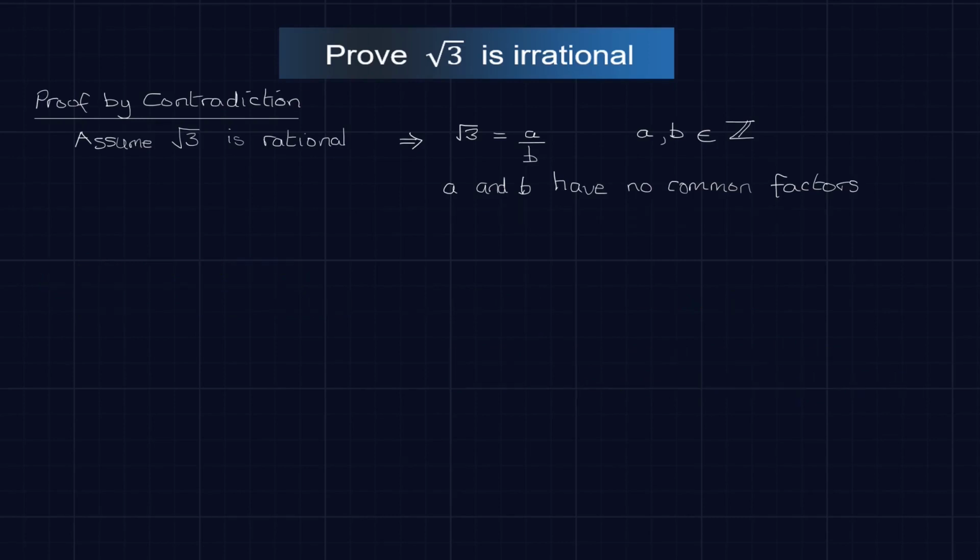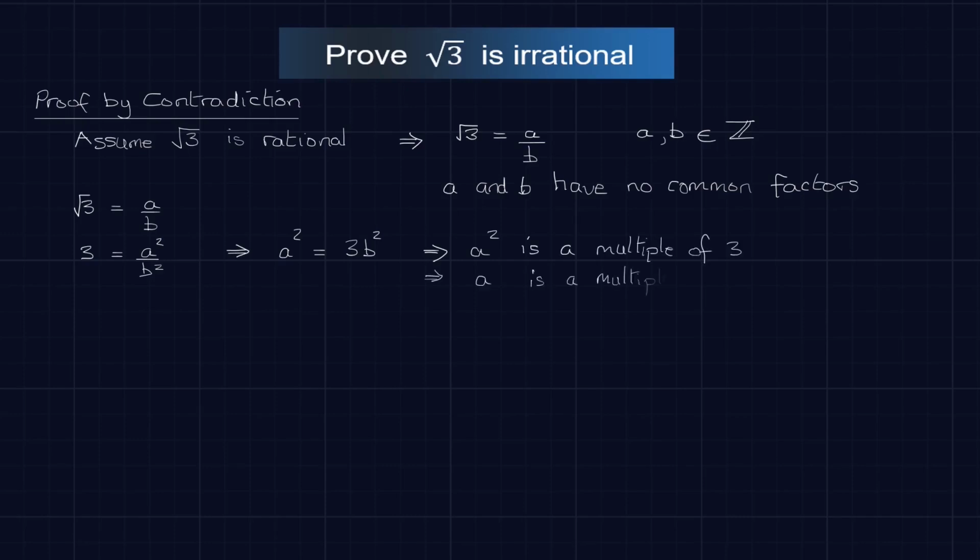So taking root 3 equals a over b, we can square both sides and make a squared the subject to get a squared is 3b squared. That tells us that a squared is a multiple of 3, which in turn tells us that a must be a multiple of 3. Hence we can write a equals 3p, where p is an integer.